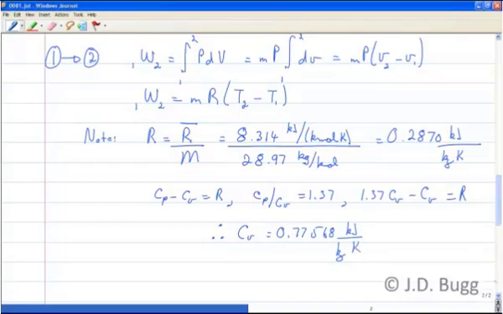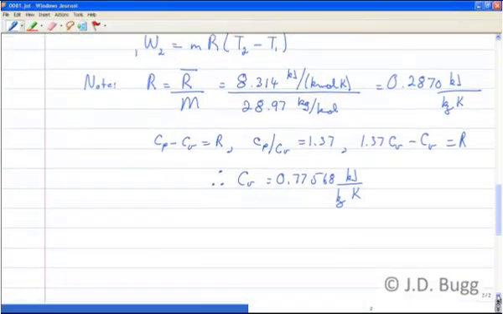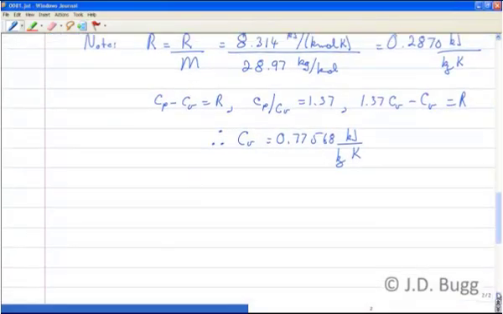And actually that's the only one of the specific heats I'm going to need later on, because we'll be calculating changes in internal energy with that. We don't need CP because we don't need to calculate changes in enthalpy. So we looked at that just to get the gas constant.